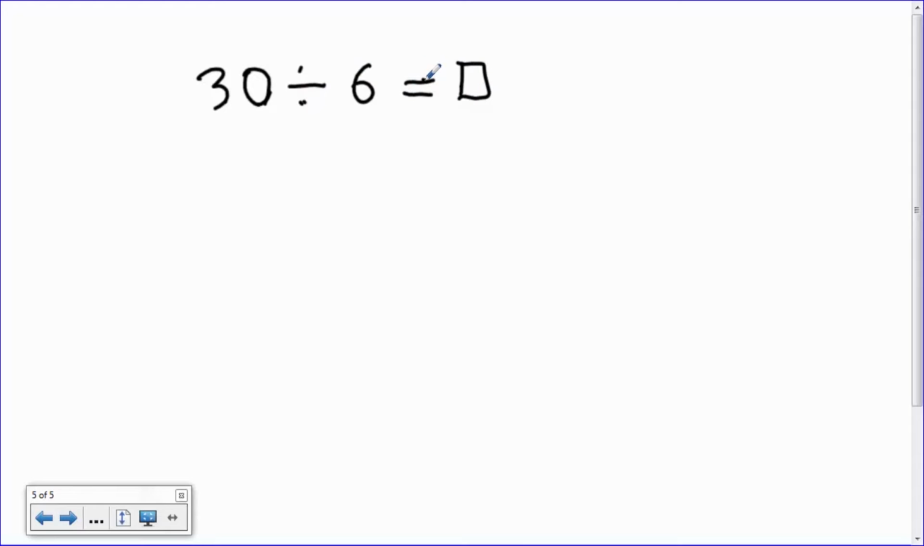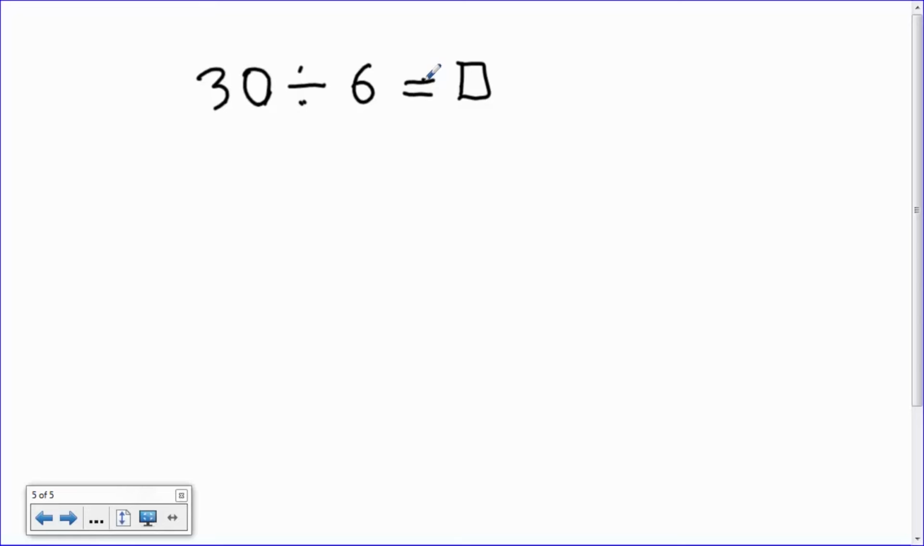And I want to know what the quotient is. Remember, the quotient is the size of any one of the sets that you get when you distribute 30 objects among the 6 groups. Now remember, we're in partitive division. In partitive division, what you know is the dividend set, and your divisor represents the number of groups that you want to separate the objects in the dividend set into.